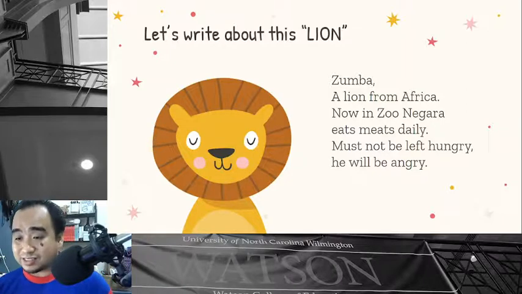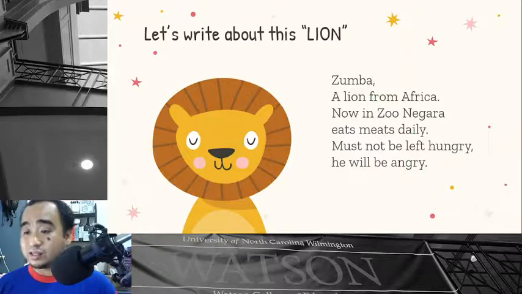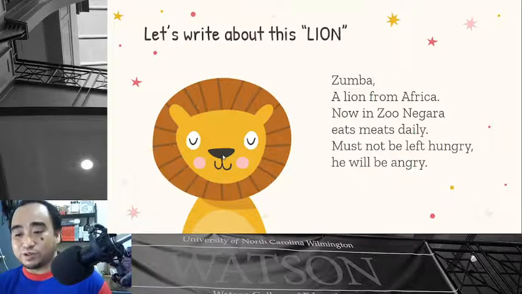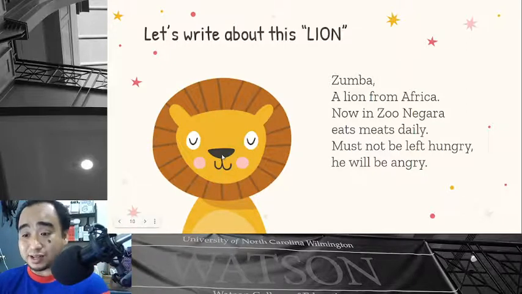So from the three questions just now, what animal is this? Where does it come from? And what is his favorite food? We can come up with a six line poem. So this is a very simple example of a poem. I don't want you to write like a famous poet such as Robert Frost or William Shakespeare. Just put an effort to write a simple poem like this using the WH questions.